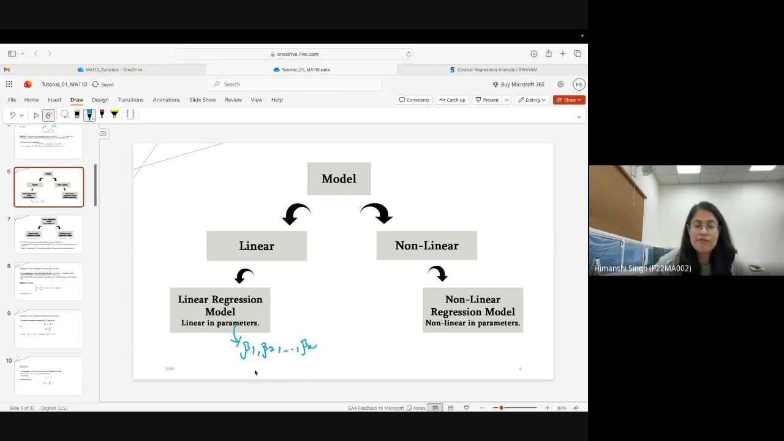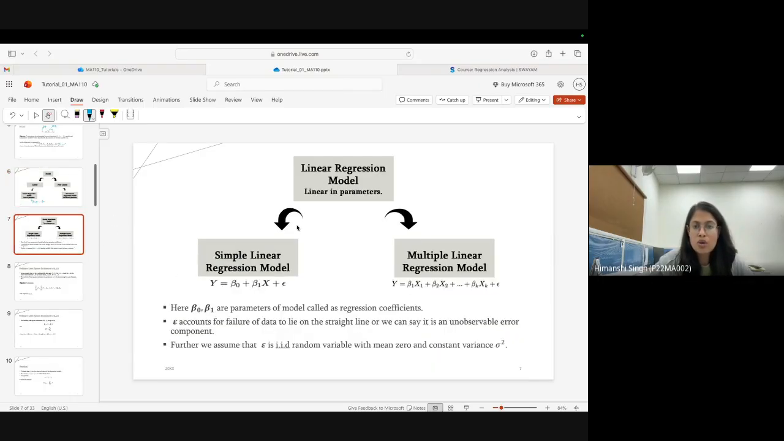How do we find whether a particular relationship or model is a linear regression model or not? I will be discussing that further after a certain discussion. First of all, in linear regression models, we have two types: simple linear regression model and multiple linear regression model. In the first week's lectures, we focused on the simple linear regression model, where we have one independent variable, that is x, and one dependent variable, that is y.